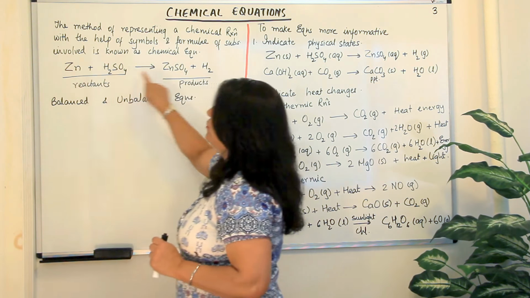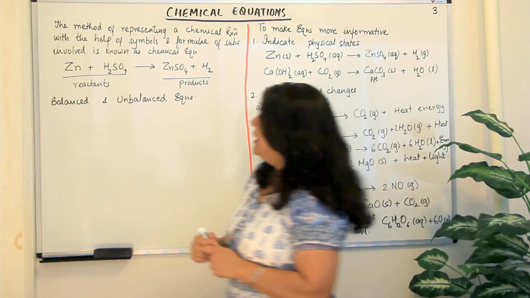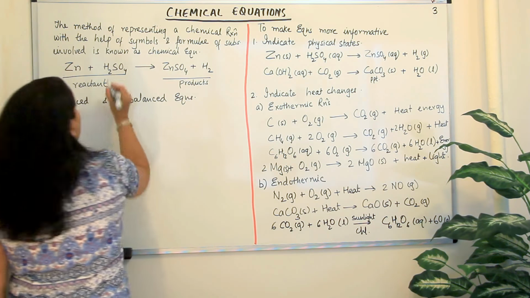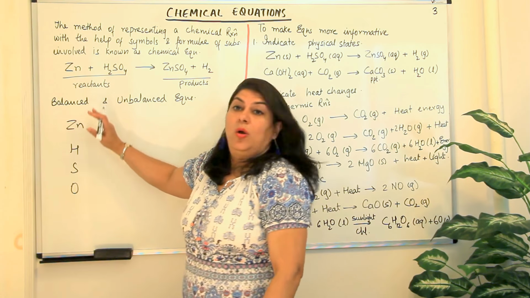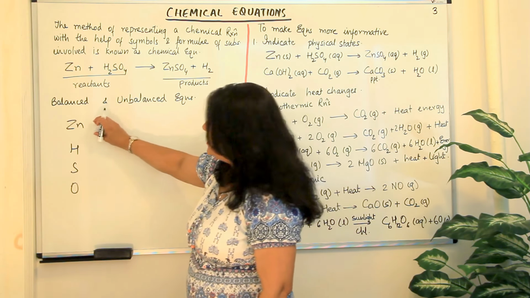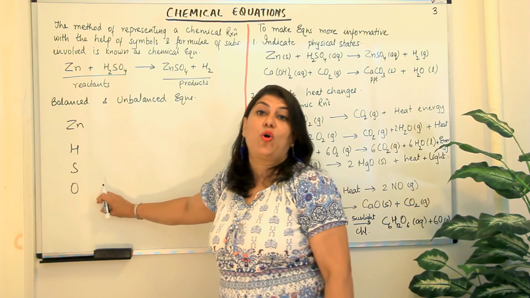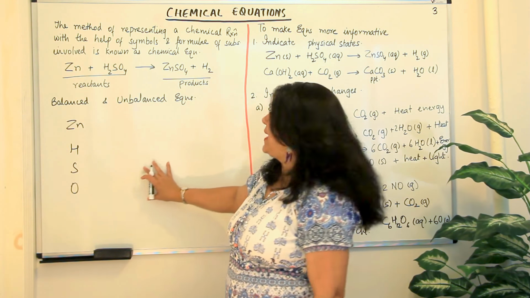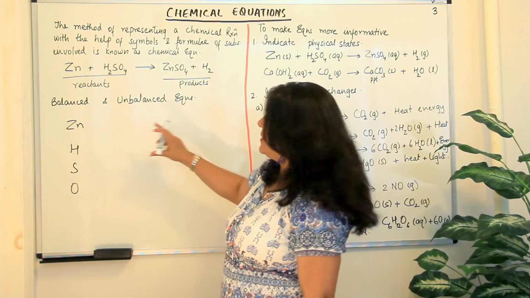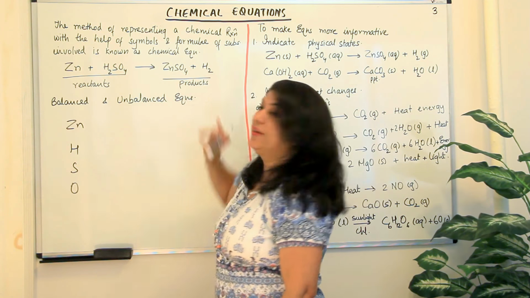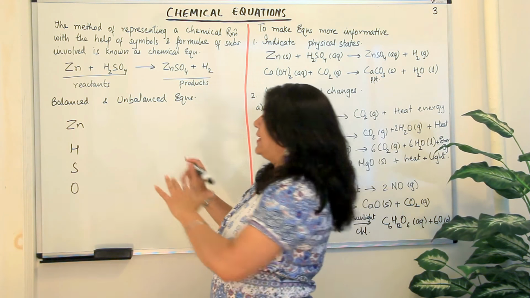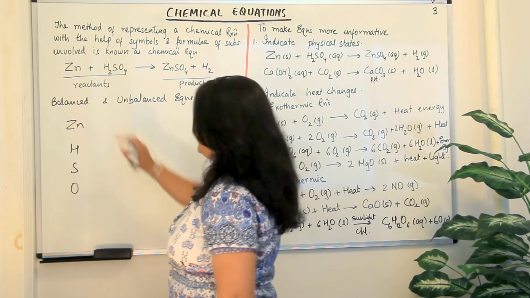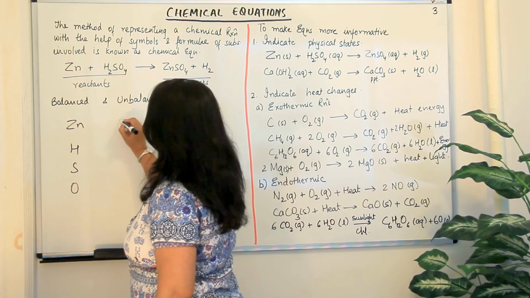Let us take the example of this equation that I am telling you about. What do you have on the reactant side? Which elements do we have on the product side? On the side of the reactants, we have zinc, hydrogen, sulfur and oxygen. And on the product side also, we have the same elements, that is zinc, hydrogen, sulfur and oxygen. Let us count the atoms of each of these elements on both the sides. On the reactant side, how many zincs do we have?